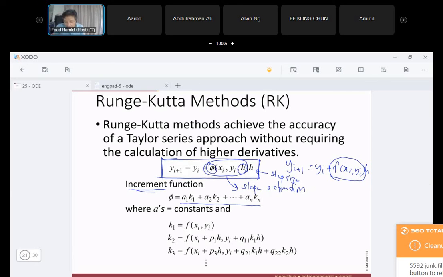There are 3 things that we need to use. So in this case, you can see that we have our xi, we have our yi, and we also have our h. I want you to read this on your own. This is equation 25.29, which is in chapter 25.